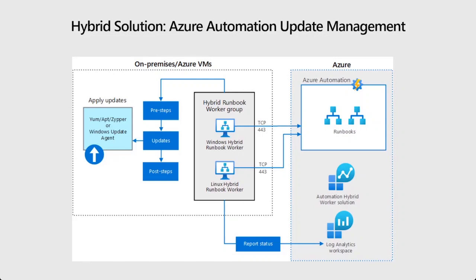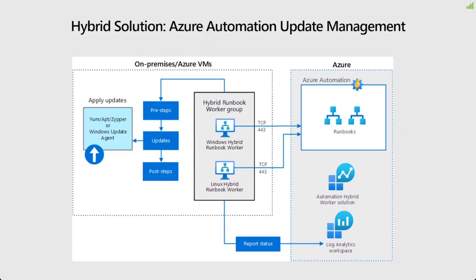With Azure Automation Update Management, as you can see in this image, you can have Linux and Windows workloads on-prem, as well as workloads running in the cloud, and you can have one pane of glass, which just basically means one console, to manage updates and compliance for all of those operating systems.